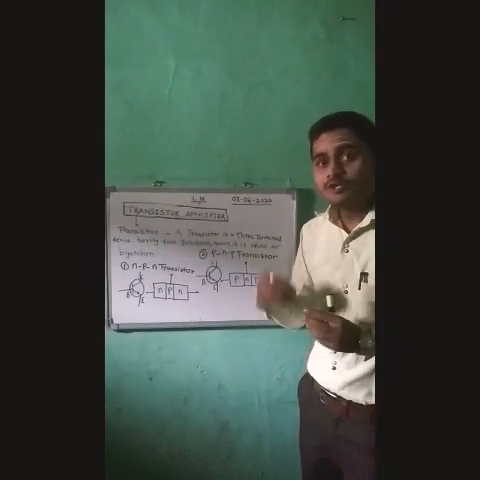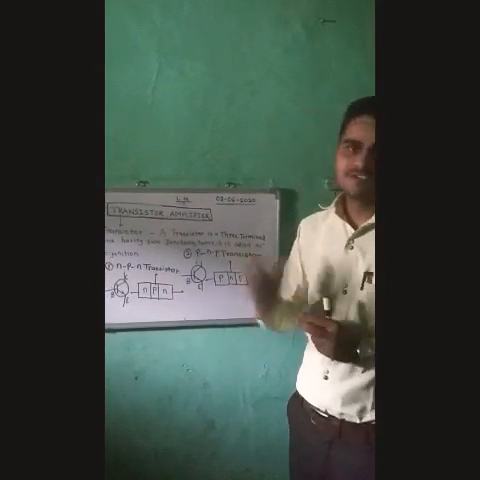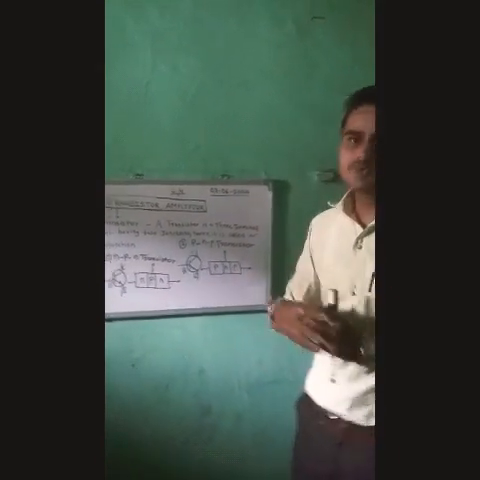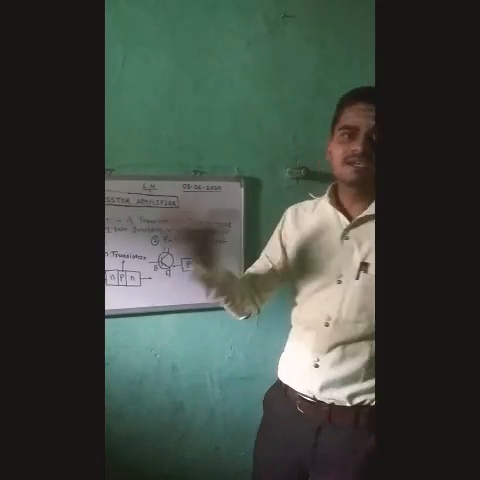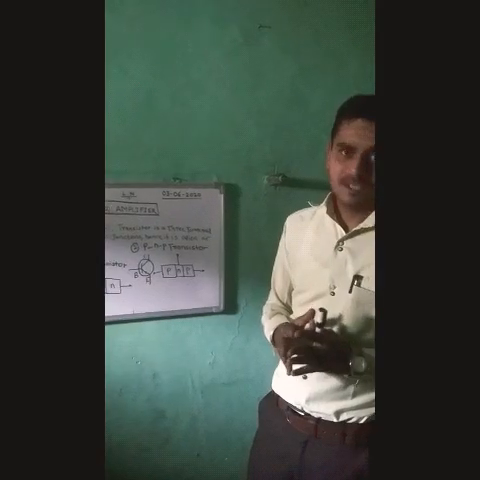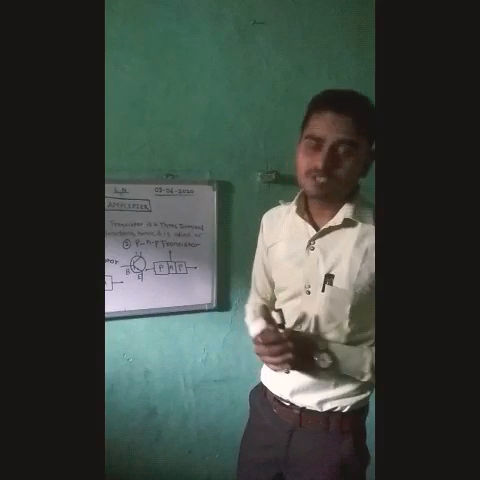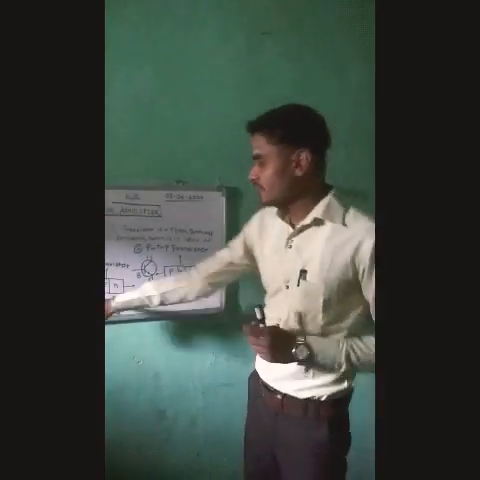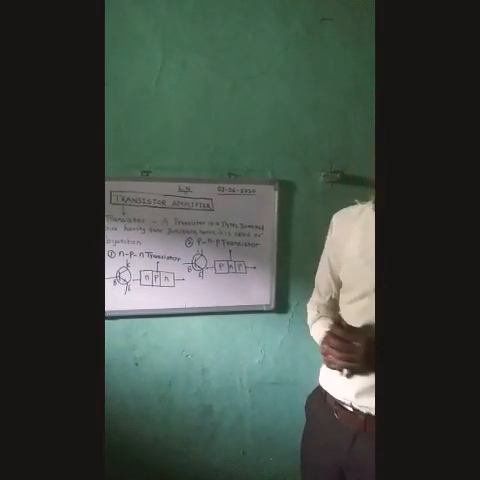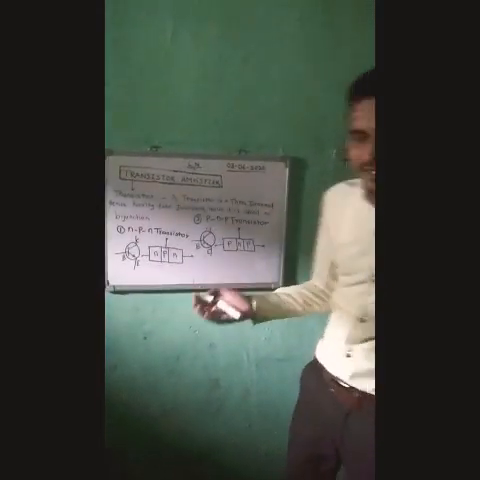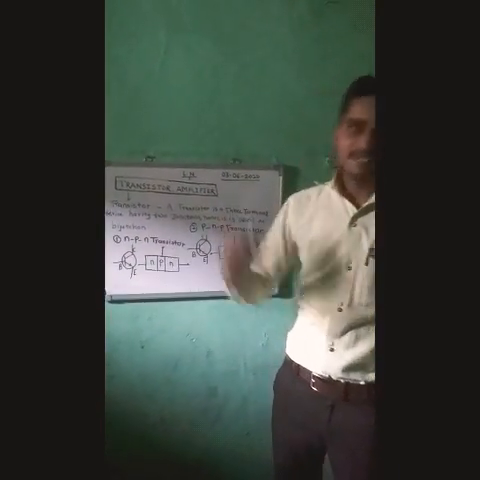First of all, we should know which material is used in the preparation of the transistor. In the preparation of the transistor, a semiconductor material is used. The semiconductor materials are silicon and germanium. These are the two semiconductor materials used to manufacture or prepare the transistor.